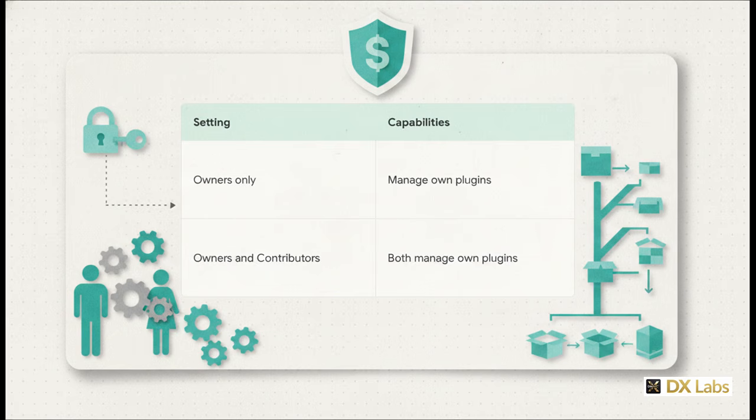Let's look at a practical example. Say a Contoso security architect sets their testing sandbox workspace to owners and contributors. That gives the security architecture team the flexibility to quickly test custom plugins during their own sessions without having to sit around waiting for owner approval. However, for the actual SOC and compliance workspaces, that same architect is going to leave the setting firmly at owners only. Why? To maintain tight, strict control over the production environments.